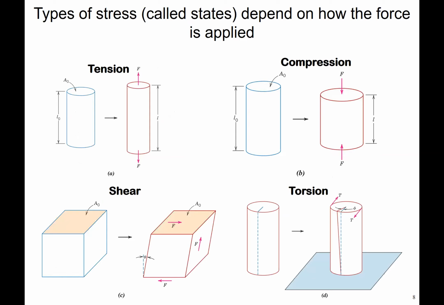We're picking up from where we left off last time regarding the types of stress or stress states that a material could experience or that you could apply to a material. And so we started with tension. We'll talk about compression as well as shear and torsion in greater detail than where we left off last time.